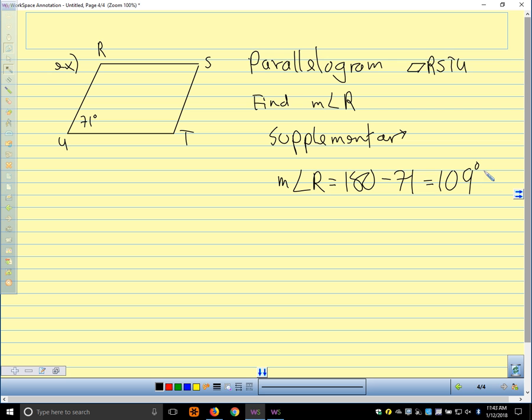And one nice thing about parallelograms, a lot like parallel lines, if we know one angle, we can figure out all of them. Because this one's 109, the opposite angles have to be congruent, so this one has to be 71. These two are congruent, so this one also has to be 109. We can figure out all the angles there just by knowing one. All right, questions there?